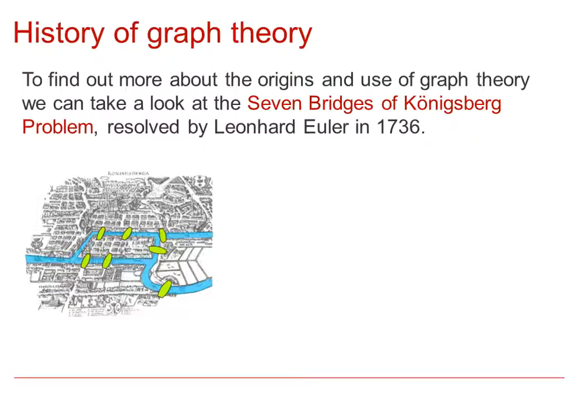Modelling with graphs. In the history of graph theory, there is a classic example called the Seven Bridges of Königsberg problem, which was resolved by Leonhard Euler in 1736. And the problem here is there's a town called Königsberg and you want to travel across every bridge once and get back to your starting point.